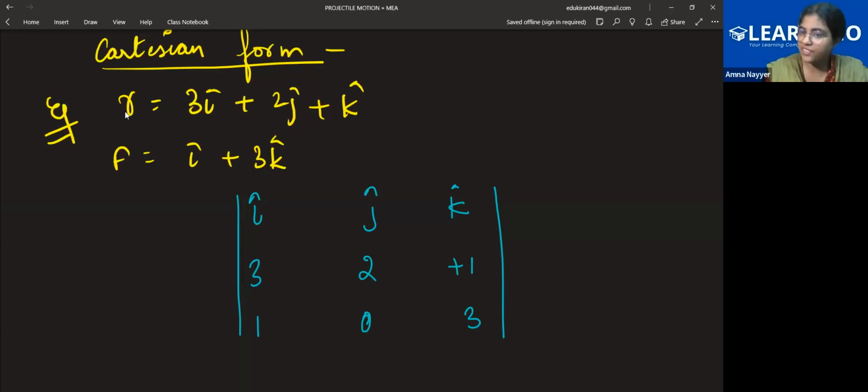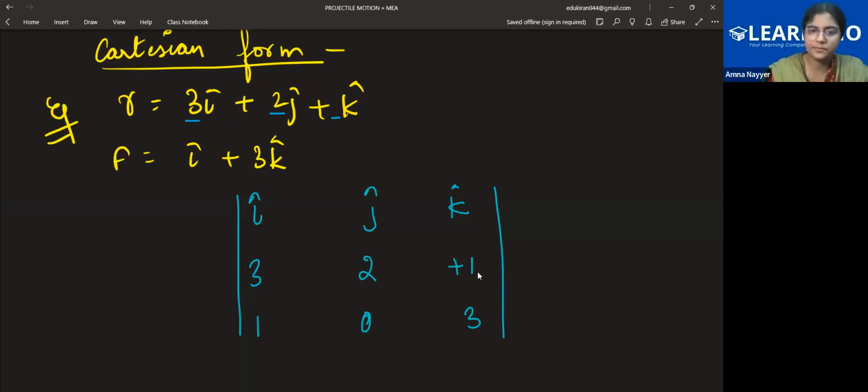R cap is our first vector, so write its coefficient. I cap, what is the coefficient given? 3. So write 3. J cap, the coefficient is 2. What is the coefficient of K cap? 1. Nothing is mentioned means it's 1. If the vector is entirely not present, then we say it's 0. But here this is 1.